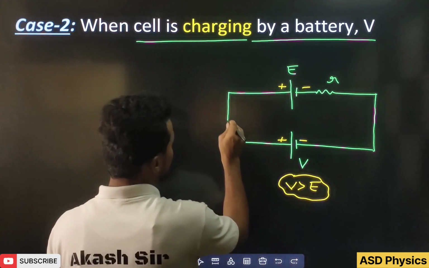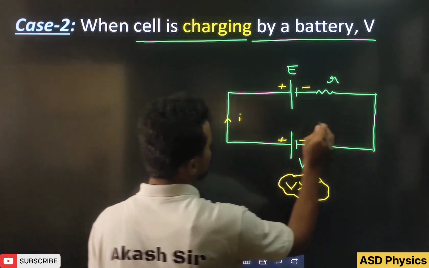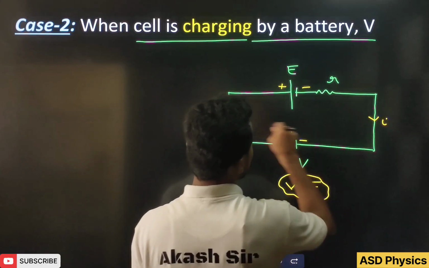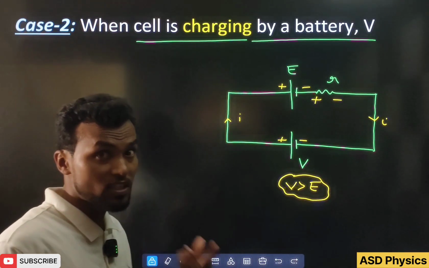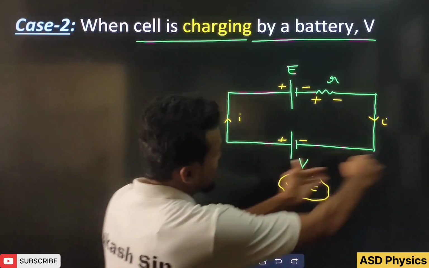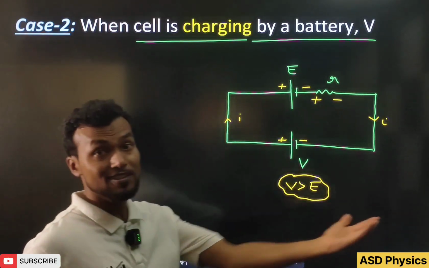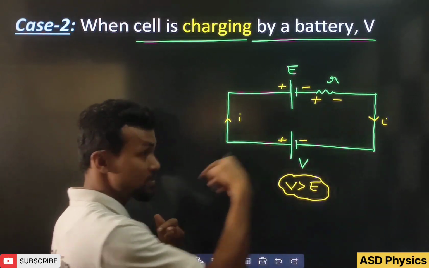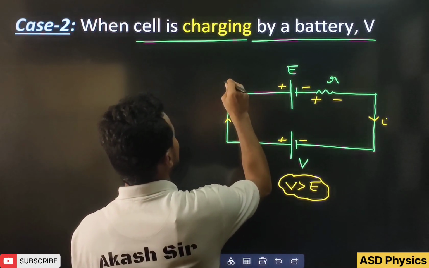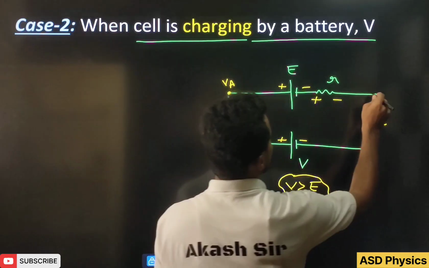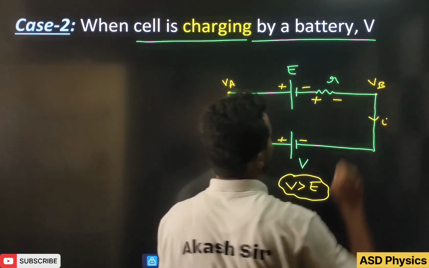So what will happen here, students, the current will flow in this direction. This is I. Here also I. And when the current is flowing in this direction, this plus, this minus, because across the resistance, if the current is going this side, that means this plus, this minus. If the current is going opposite direction, that means that plus, this side minus. I hope so, understood very well. And the terminal potential difference means here we can tell VA, and here VB.